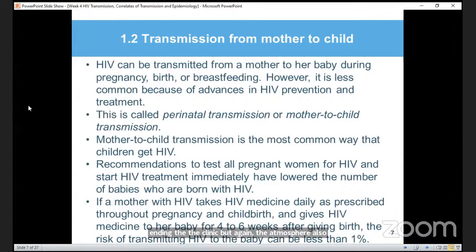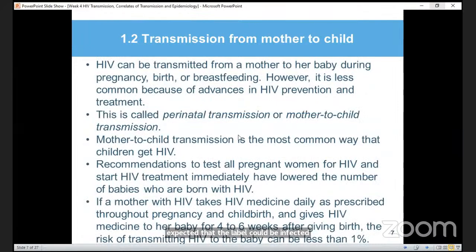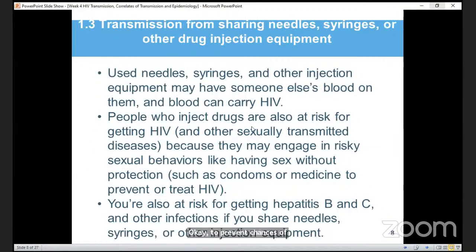There's a lot here you can see, but it's important to understand that after the birth of the baby, if it is suspected that the baby could be infected, it's advisable that the baby is put under medication, a strong combination of ARVs for 4 to 6 weeks, to prevent chances of transmission. Then we have transmission from sharing needles, syringes, or any sharp object that can pierce the skin.